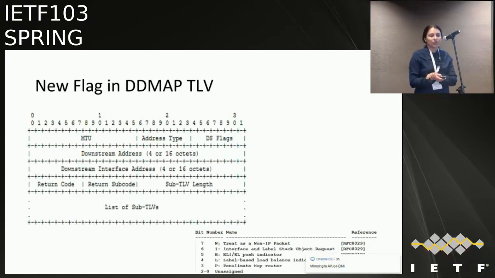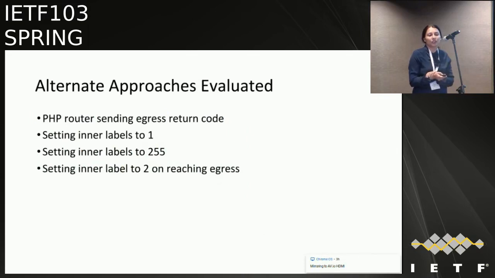So these are some of the alternate approaches evaluated. First, the PHP router itself saying I am egress; second, setting the inner label to 1; third, setting the inner label to 255; and fourth, setting the inner label to 2 on reaching egress. The PHP router itself sending an egress return code has problems because you're not tracing the tunnel all the way up until the egress, so you might miss some of the things you are supposed to validate on the egress. So that's not the right way to go.